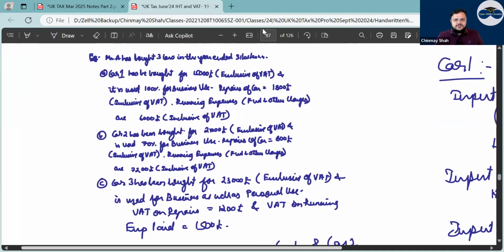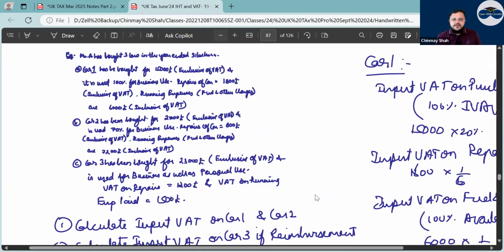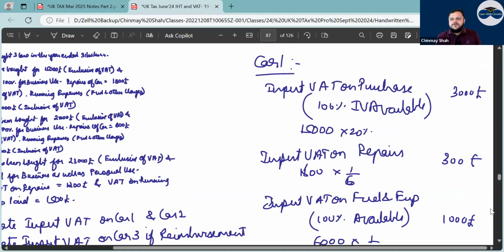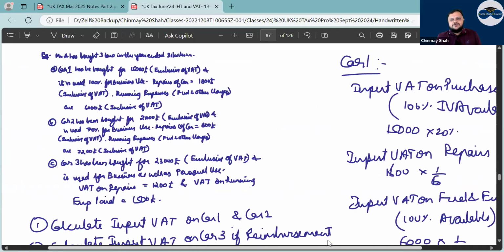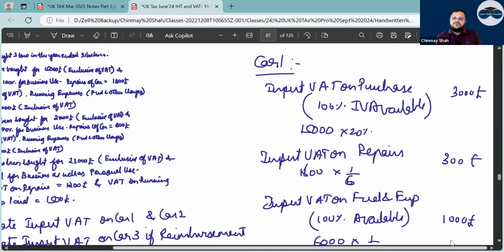Mr. A bought 3 cars in the year ended 31/03/2024. Car 1 has been bought for 15,000 and it is used 100% for business use. Repair of the car is 1,800 pounds inclusive of VAT, correct? Running expenses, fuel and other charges, are 6,000 pounds. Now it's a 100% business use car, so whatever VAT is paid on the 15,000 will be fully available to you. 15,000 at 20% is 3,000. Repair is also fully available because of 100% business use: 1,800 into 1 by 6, 300 pounds. Fuel charge also 100% business use, so 100% available. 6,000 is inclusive of VAT, into 1 by 6 will be the VAT amount.